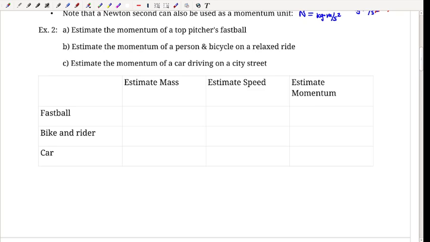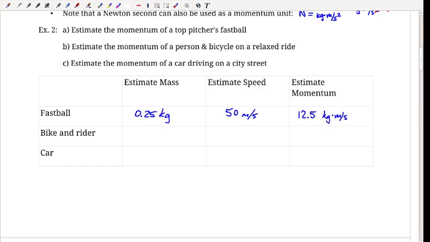So in order to do that, we're going to say, okay, fastball, estimate the mass of a fastball, not too big, maybe a quarter kilo, so we'll say 0.25 kilograms. You might even be able to look that up on the internet. A top pitcher's fastball goes about 50 meters per second, pretty darn fast. And you multiply these together, so your mass times your speed is going to give you your estimated momentum. So 0.25 times 50 is going to give me 12.5 kilogram meters per second.